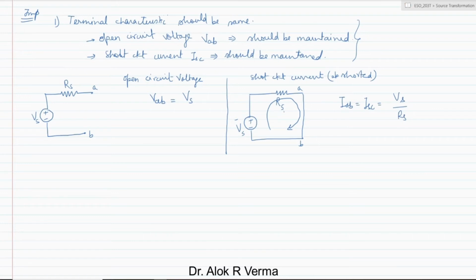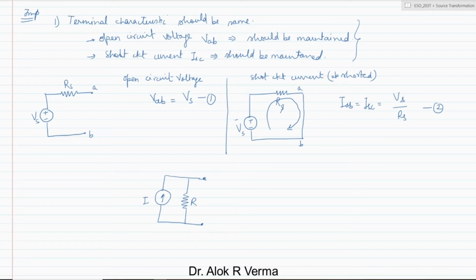This is the short circuit current. Now we have to make sure that the terminal characteristic is the same, which means that the amount of current which is flowing should be maintained. So the source is converted to a current source equivalent. So this is the thing. This is I and this is R.